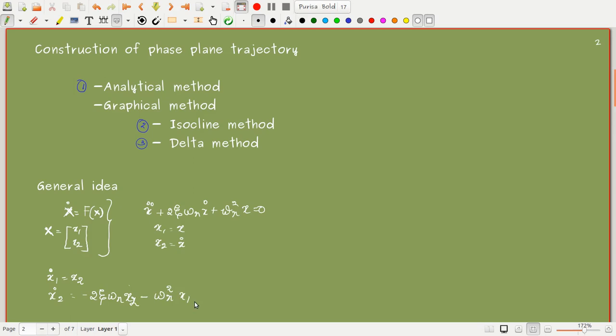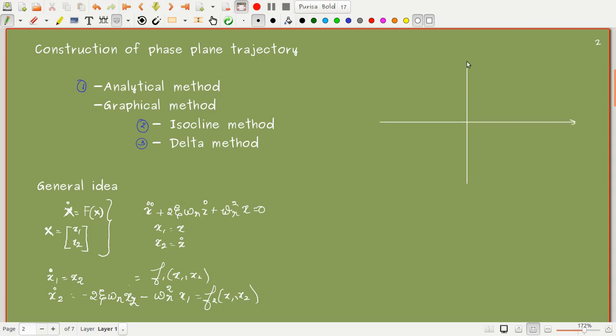These are the state equations for the system. So I can write this as a function f1 of x1, x2, and this also as a function f2 of x1, x2, and we have represented it in this form. So now let me draw the phase plot here.